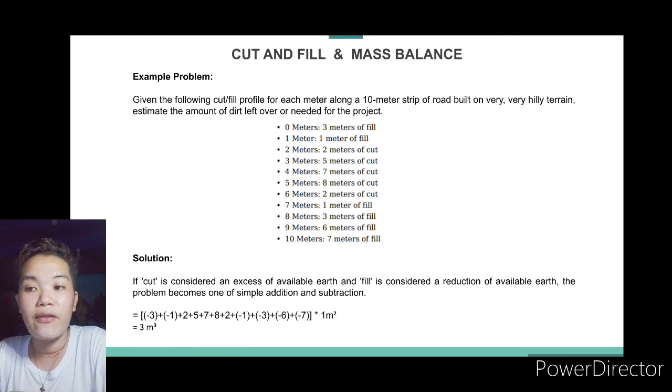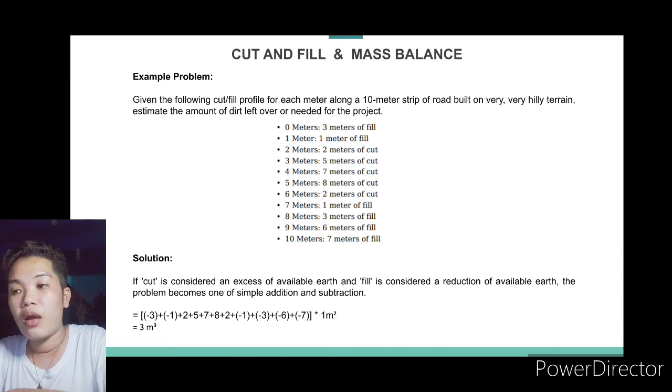For distance 7 meters, we have 1 meter of fill. And for distance 8 meters, we have 3 meters of fill. For distance 9 meters, we have 6 meters of fill. And lastly, for distance 10 meters, we have 7 meters of fill.